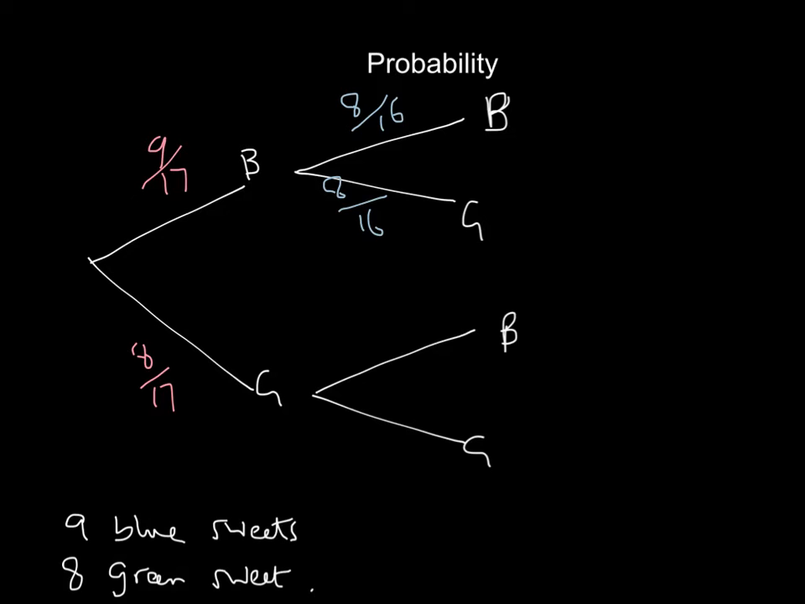Let's go down to the bottom branch. So if I in fact have a green sweet, then the blues, you've got the same amount of blues, that is 9. But again, if you've eaten a sweetie, you've only got 16 left. You had a green sweetie because you've travelled down here, so you've got 1 less green sweetie, so you've now only got 7 sweets.